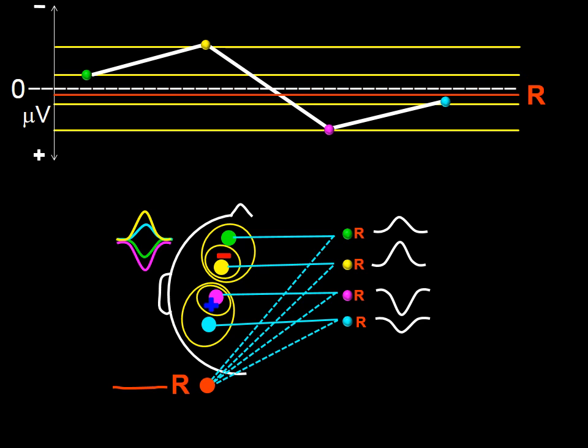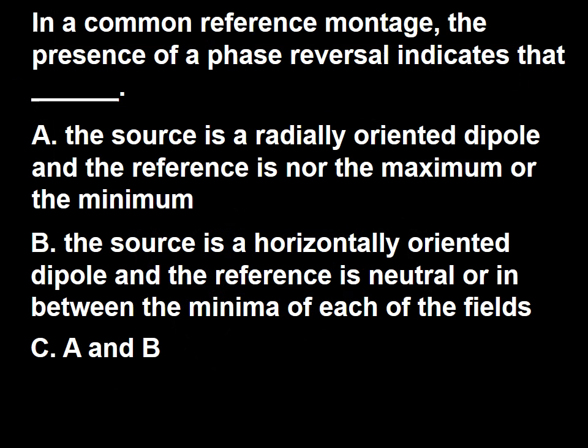As you can see, the isopotential map will not significantly change as long as the common reference is, as in this frame, slightly more positive, but not more positive than the least positive non-referential electrode, or slightly negative as long as it is not more negative than the least negative of the non-referential electrodes. So the answer to this question is C.